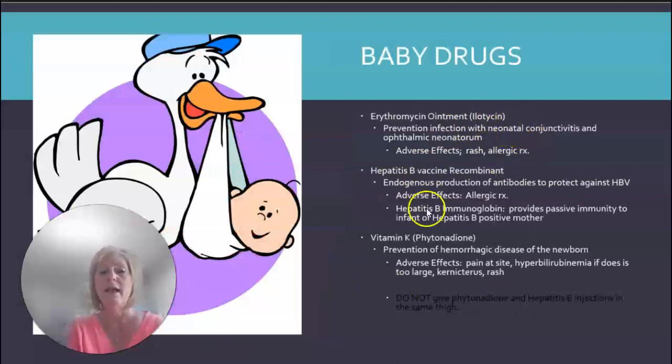And baby drugs, every baby is going to get erythromycin, Hep B, and vitamin K.